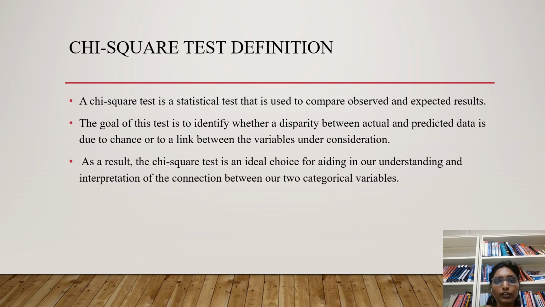Next, the chi-square test definition. The chi-square test is a statistical test that is used to compare observed and expected results. The goal of this test is to identify whether the disparity between actual and predicted data is due to chance or the link between the variables under consideration. As a result, the chi-square test is an ideal choice for aiding in our understanding and interpretation of the connection between our two categorical variables.